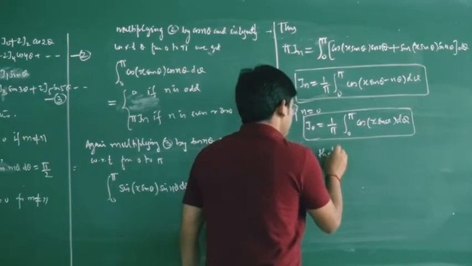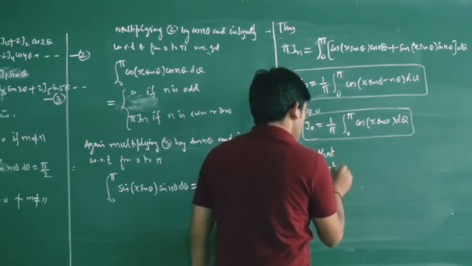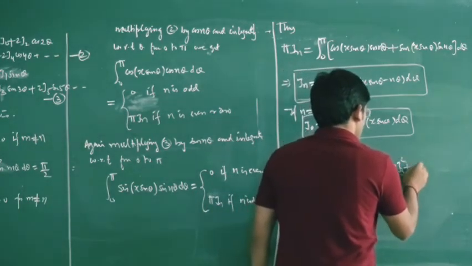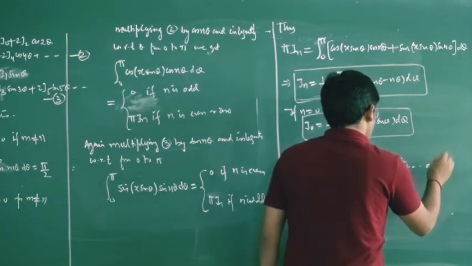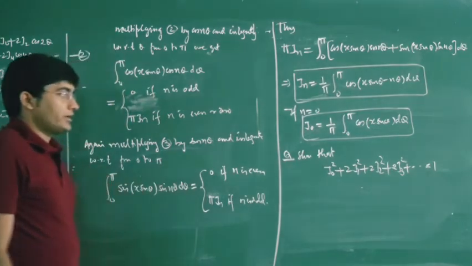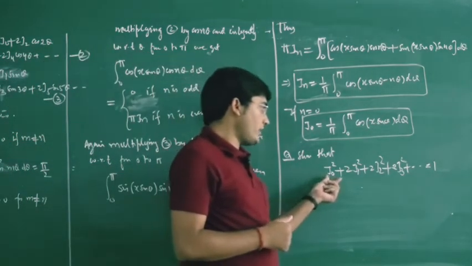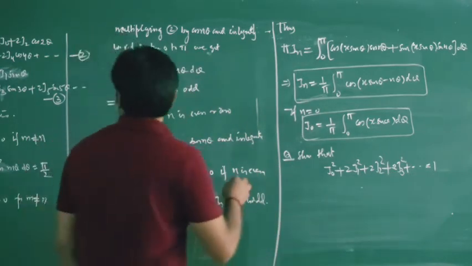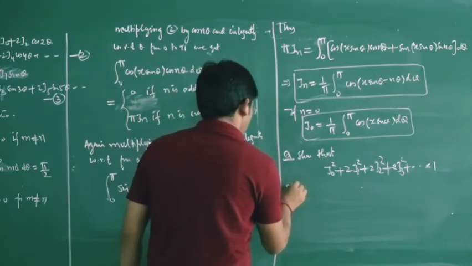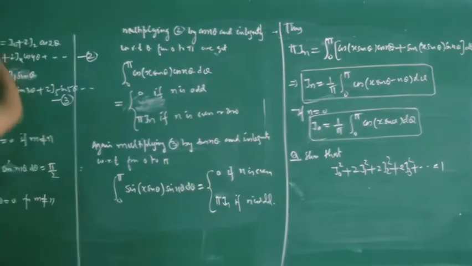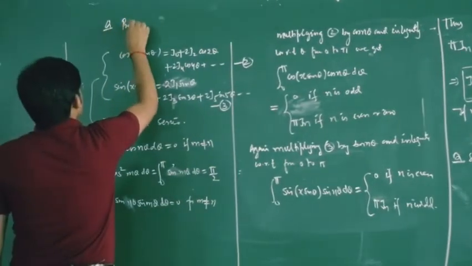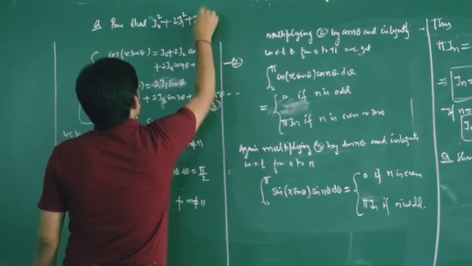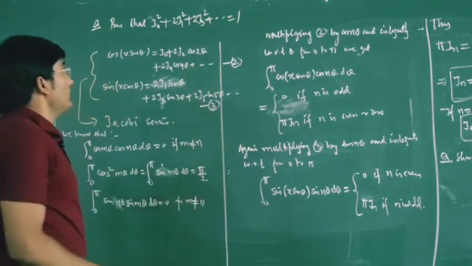Show that J0 square plus 2J1 square plus 2J2 square plus 2J3 square and so on, the sum of all of these is equal to 1. Prove this condition. So solution, the question is: prove that J0 square plus 2J1 square plus 2J2 square plus 2J3 square and so on is equal to 1.